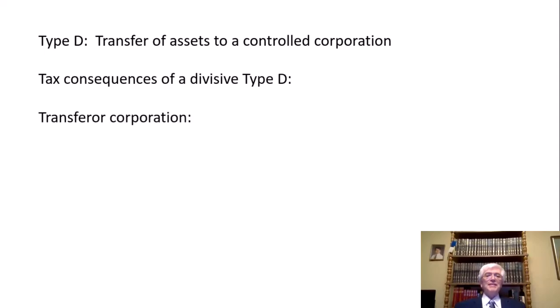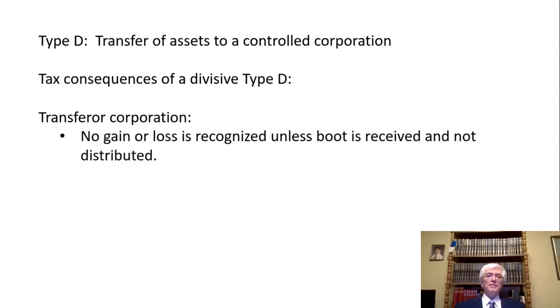Continuing with the tax consequences, the transferor corporation, no gain or loss is recognized unless boot is received and not distributed. Very unlikely that's going to happen. Generally, the transferor is transferring shares of the new corporations that it has just formed and transferred its assets into, and it's not going to be receiving boot from anybody. So it's very unusual that there would be boot received at all, let alone received and not distributed.